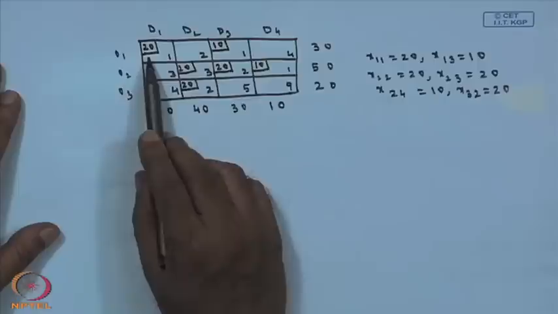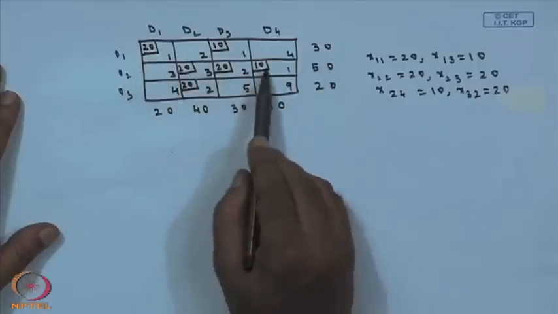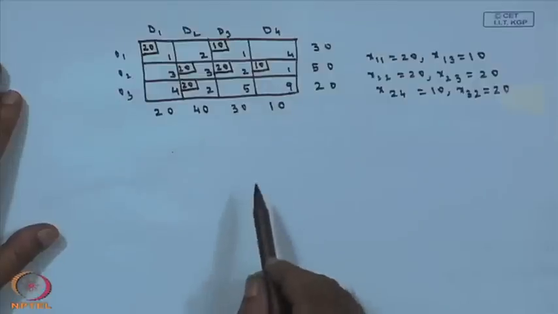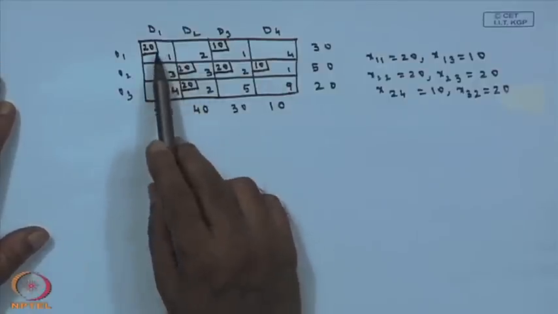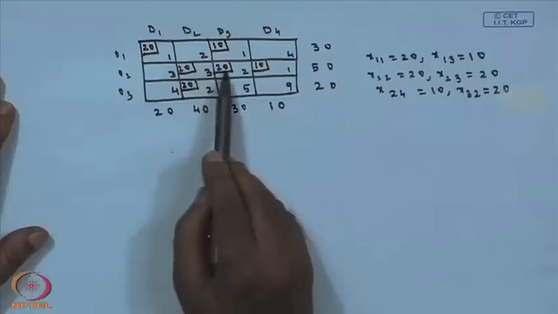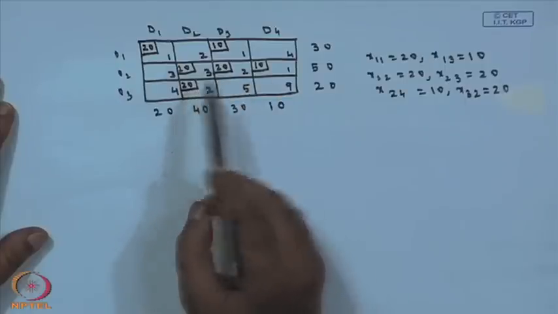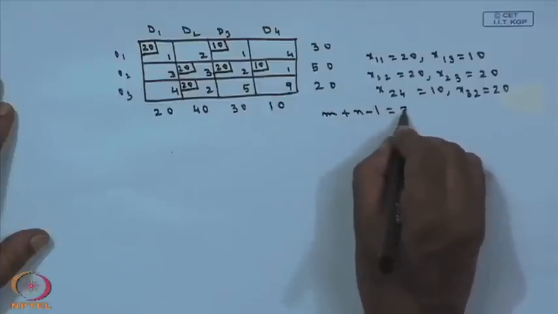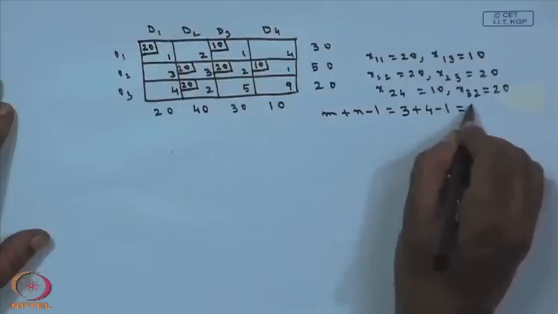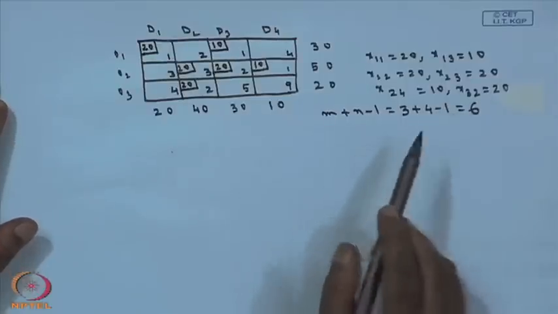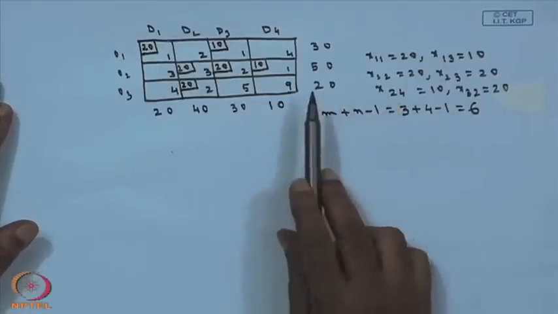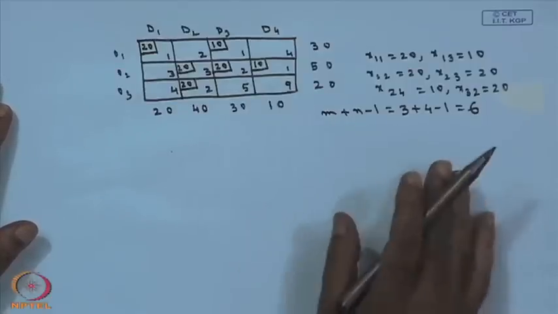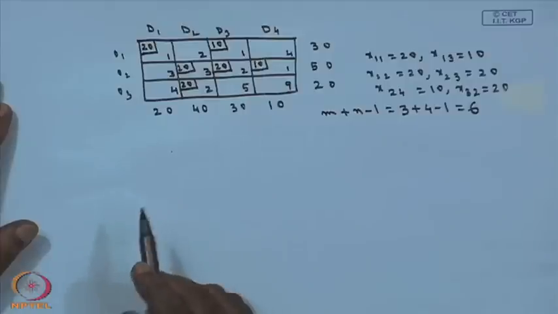Here you see 20 plus 10 is 30, 20 plus 20 plus 10 is 50, and 20, column wise also it is matching. Now, what is the number of allocations here? The number of allocations is 1, 2, 3, 4, 5, 6. And what is m plus n minus 1? With m equal to 3 and n equal to 4, m plus n minus 1 is also 6. So, the number of allocations equals m plus n minus 1, so this is a non-degenerate problem.